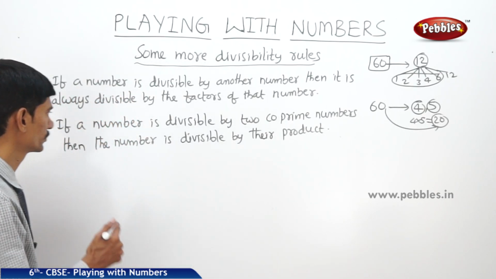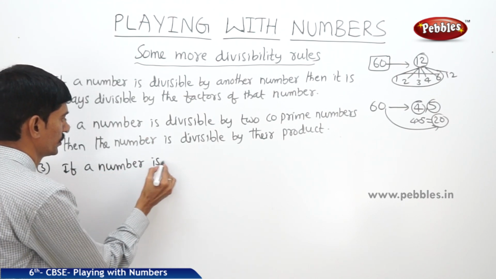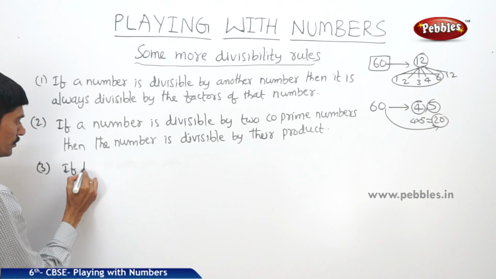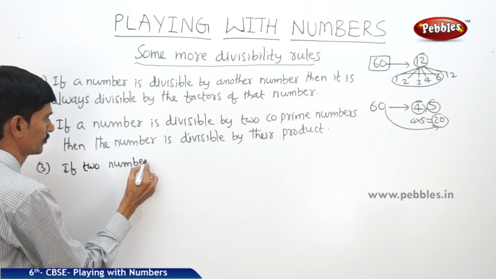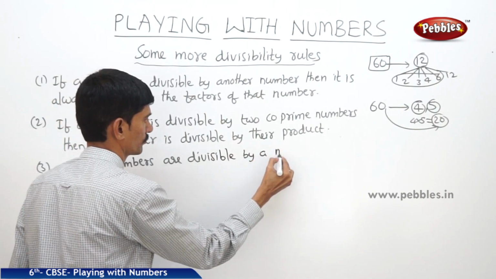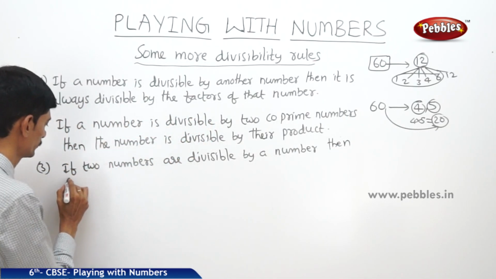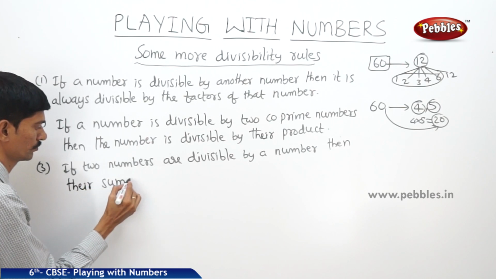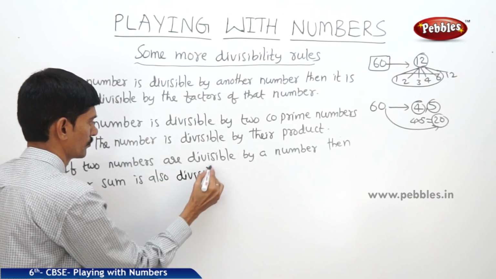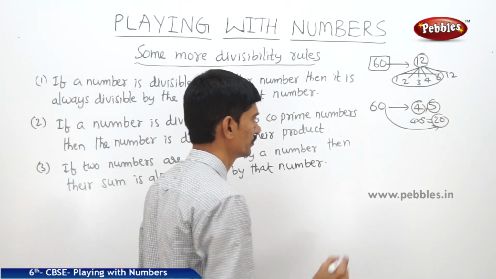Now let us see the third divisibility rule. So the third one is, if two numbers are divisible by a number, then their sum is also divisible by that number. Now let us see with an example.